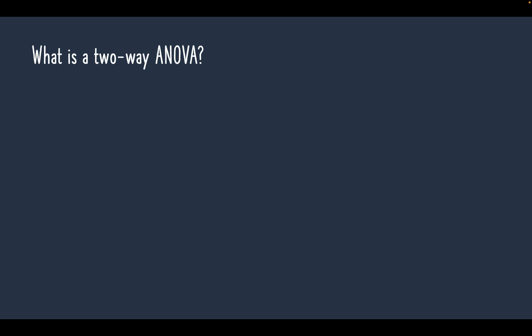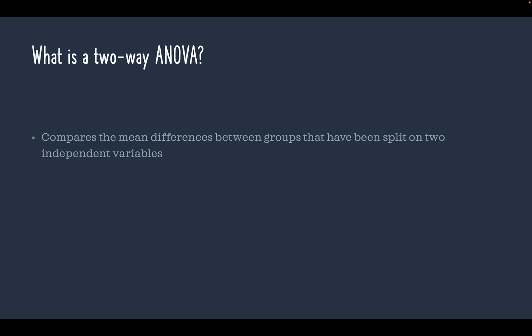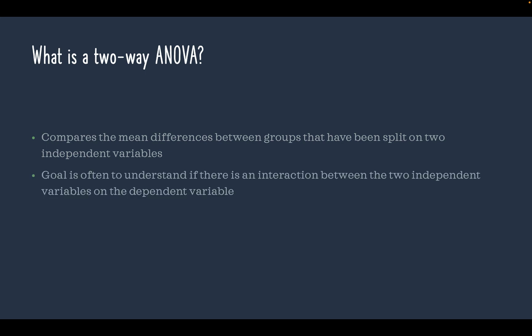So let's just forget mixed for a second. What do we mean by a two-way ANOVA? This is when we compare the mean differences between groups that have been split on two independent variables. All right, so for example, looking at maybe math achievement scores across race and gender.